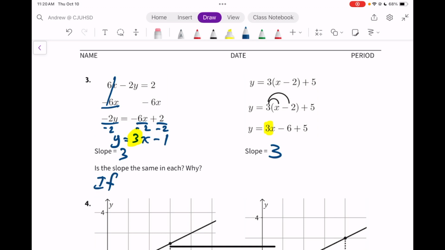If y equals something, then the number in front of x, we call that number the coefficient. The number in front of x, 3, is the slope.